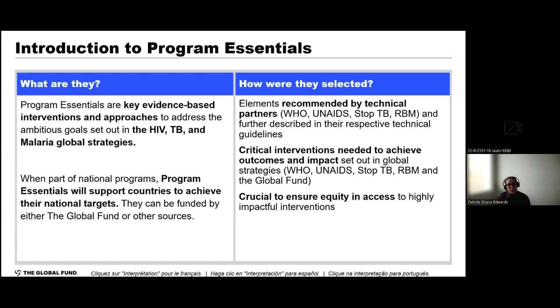Yeah, we think that by implementing these program essentials, we are going to be able to reach our collective goals, and that we are going to be promoting equity and ensure access to everybody to life-saving interventions. Next slide, please.